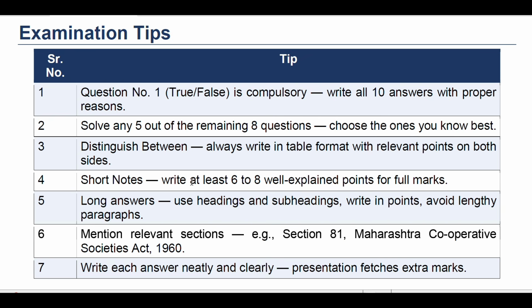Next, for short notes, write at least 6 to 8 well explained points for full marks. If you write with explanation of the points, you will get good marks or all marks. But if you only write points, you will get maybe half marks. For long answers, use headings and subheadings, write in points, and avoid lengthy paragraphs. You don't need to write much, like 2 or 3 pages. Just make sure your answer is well presented. As I told you, headings, subheadings and pointers are very important.